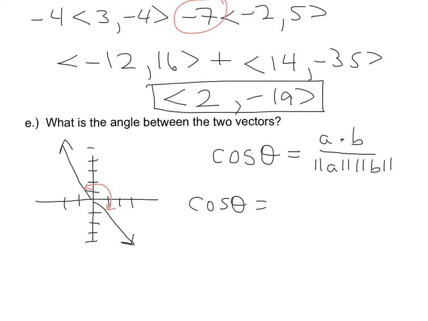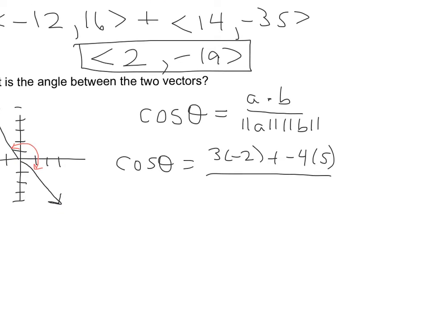So if I do the dot product of A and B, I multiply the two x values, which are 3 times negative 2, and add that to the two y values multiplied together, which is negative 4 times 5. That's the dot product of the two vectors. As for the magnitudes, I'm going to take the square root of each part added together. In this case, the square root of 3 squared plus negative 4 squared. That's the magnitude of A.